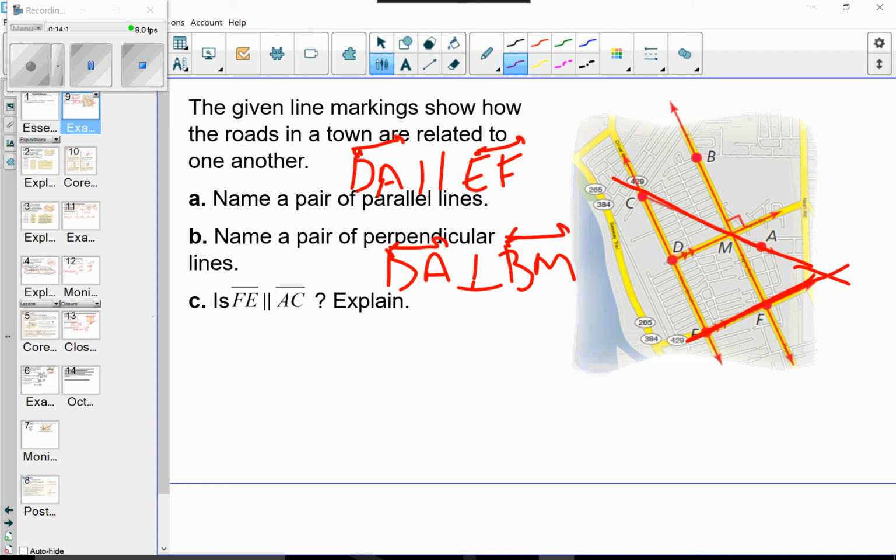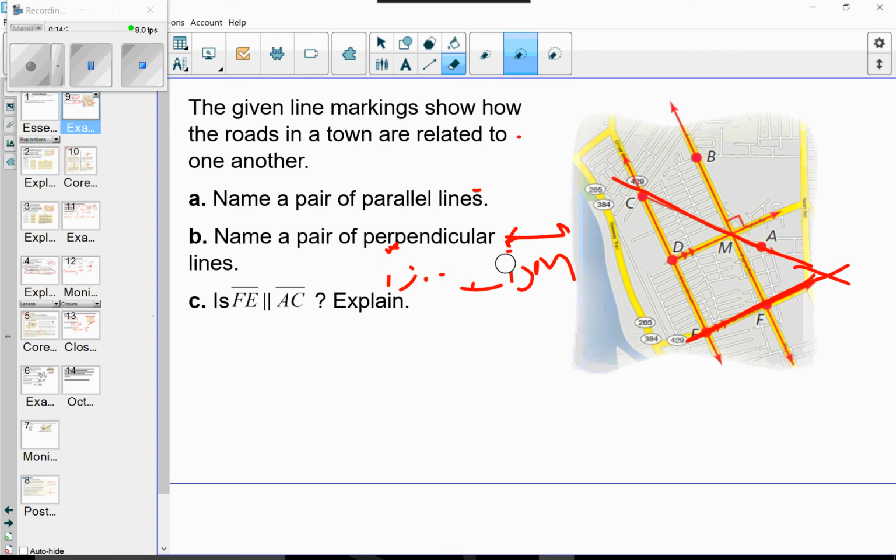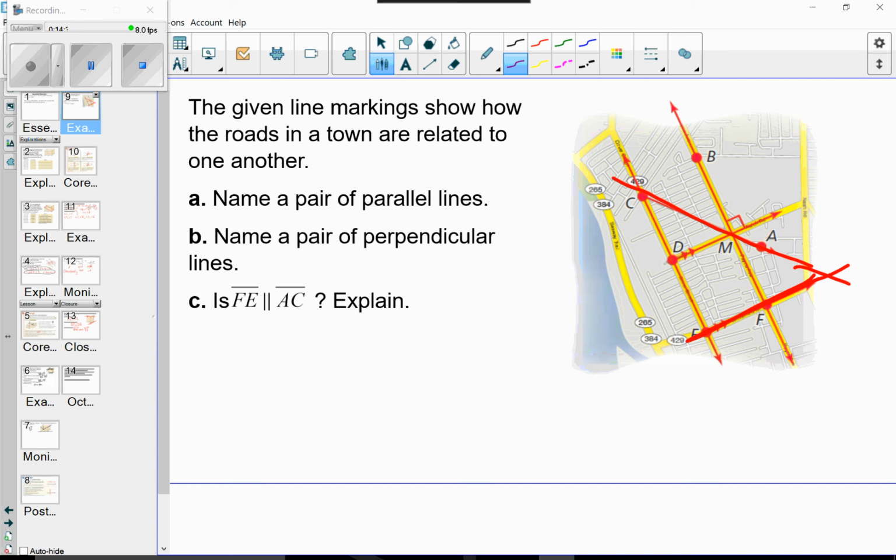Next one, again, I have some answers here, but I'm going to go ahead and erase some of this so one, you can try it, and two, it doesn't look quite as sloppy. So what I want you to try then is these three. It says, name a pair of parallel lines, name a pair of perpendicular lines, and they want to know is segment FE parallel to AC. So go ahead and take a minute to fill this out as I erase some of my previous writing.